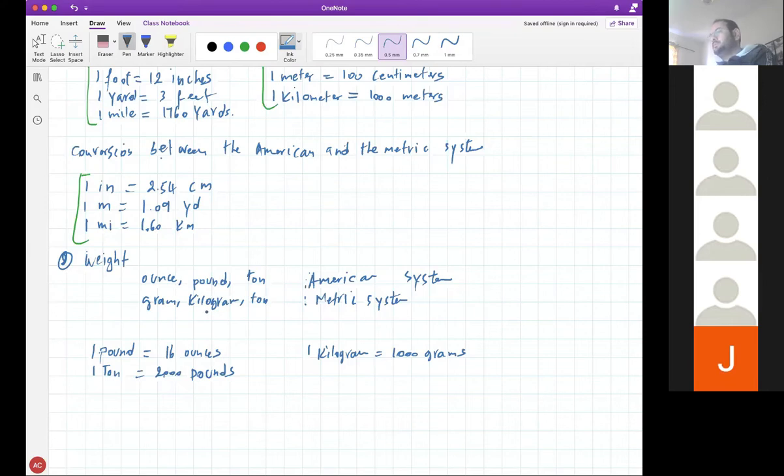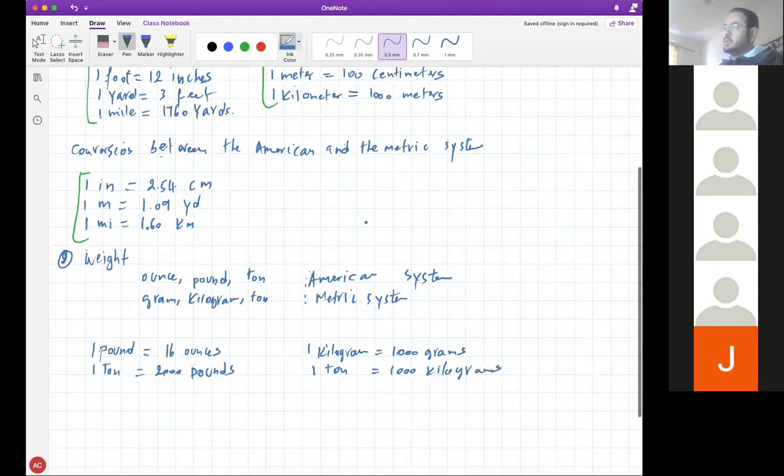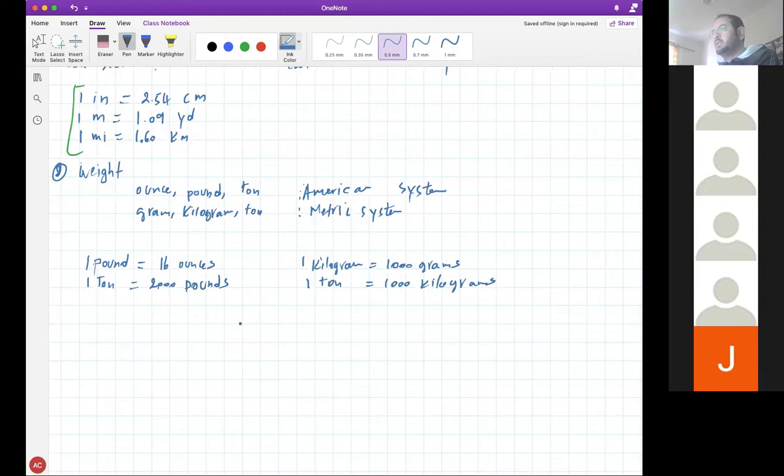And from kilograms to ton, about 1,000. Let me just make sure. So 1 ton, kilograms. That's right. It's 1,000. So 1 ton equals 1,000 kilograms. So you kind of get the idea here.